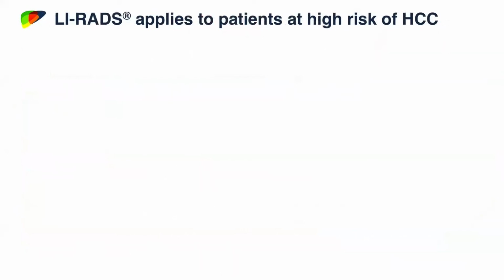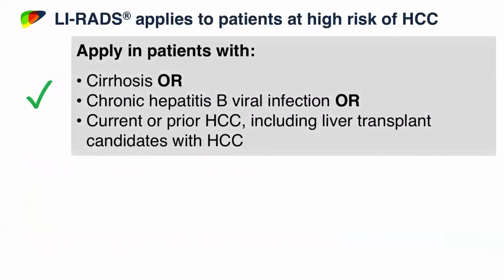LI-RADS applies only to patients at high risk for HCC, which for today's lecture means patients with cirrhosis, but it can also mean patients with chronic hepatitis B viral infection. It can also mean patients with current or prior HCC. So if someone doesn't have cirrhosis, doesn't have chronic hepatitis B, but for whatever bad luck they happen to have an HCC before, like you're an elderly man with diabetes and you have an HCC, then you have proven yourself to be at risk for developing HCC. So LI-RADS applies to you.